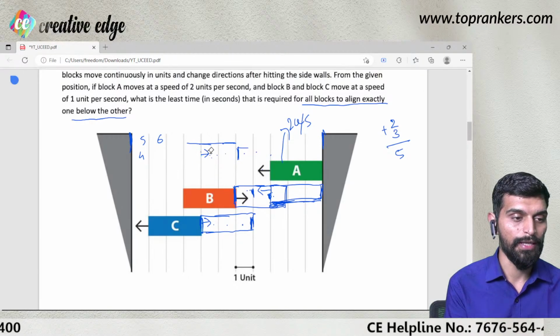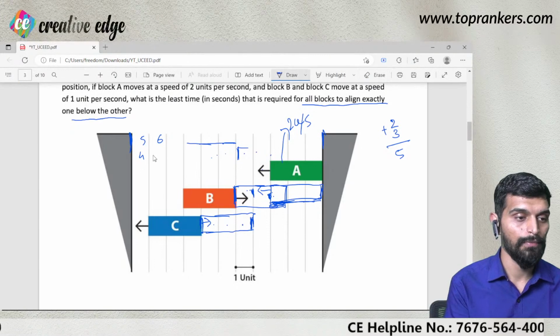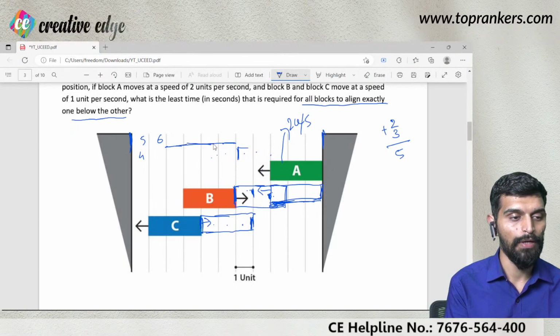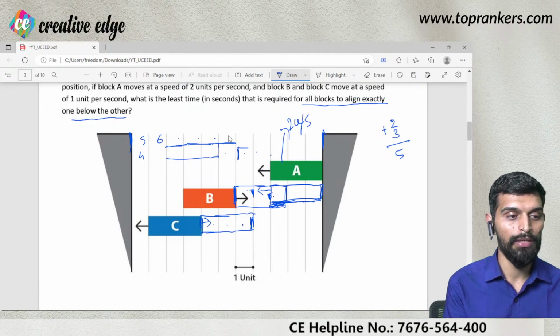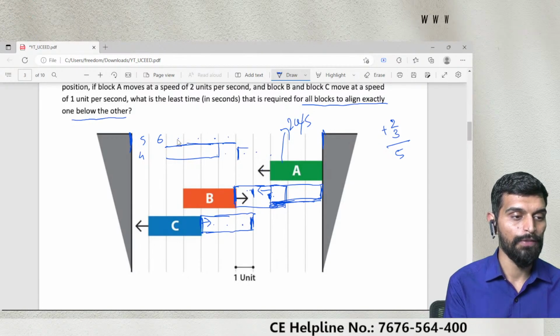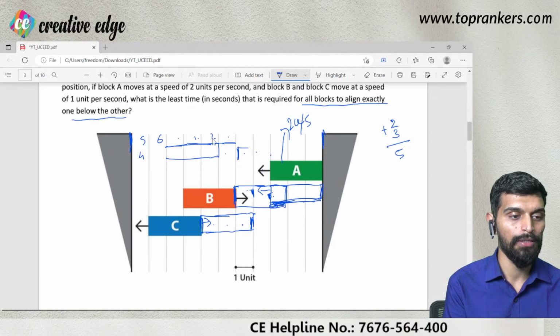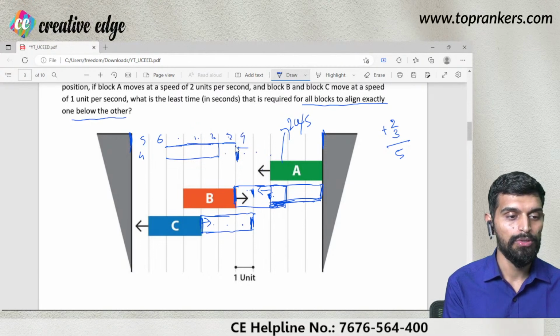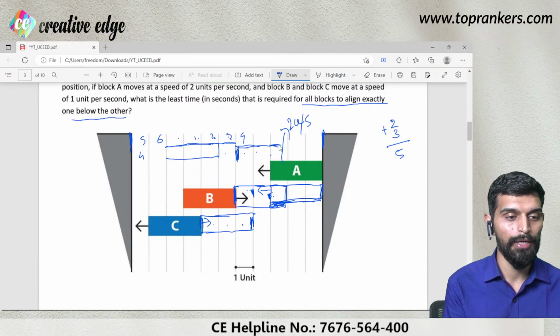At the 6th second, A is here. At the end of 5 seconds, A is here. So 1, 2, 3, 4. After this, I have to count from here 1, 2, 3, and 4. So A will be here again.